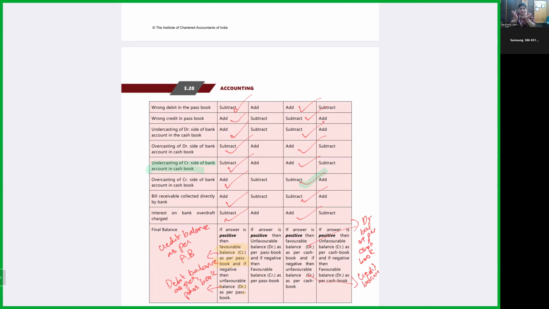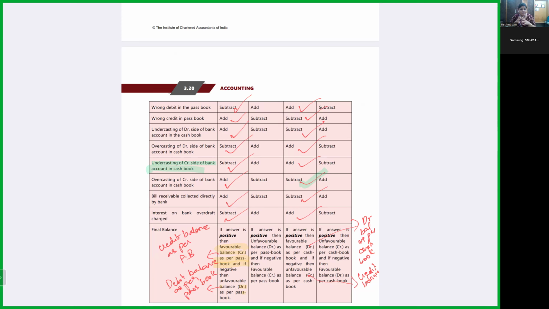Means the payment I'm showing is less. It is like a receipt. The payment is 100 rupees, but I'm showing only 80 rupees, a 20 rupees benefit, for example. So it is like a receipt. My cash book is more. To adjust my cash book to my passbook, I have to subtract it.